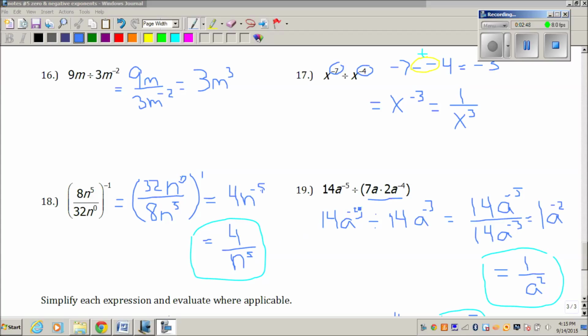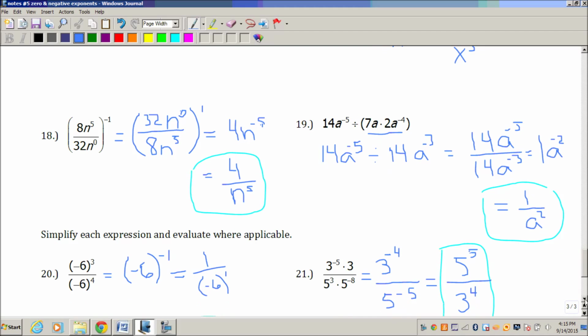Same thing in number 19. I simplified what's in the parentheses first. Then I wrote it vertically and I divided them. I ended up with 1 times a to the negative 2 power. A to the negative 2 power tells me I have to take the reciprocal of the base, which is 1 over a squared.